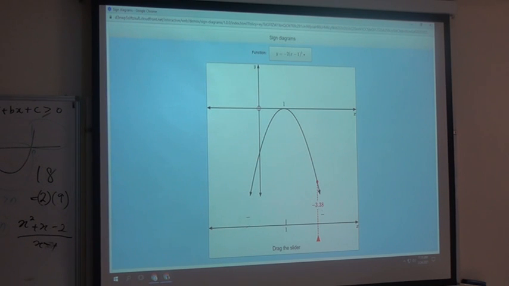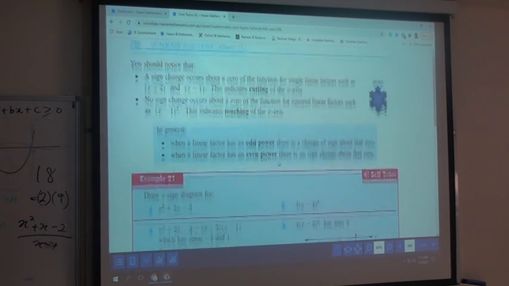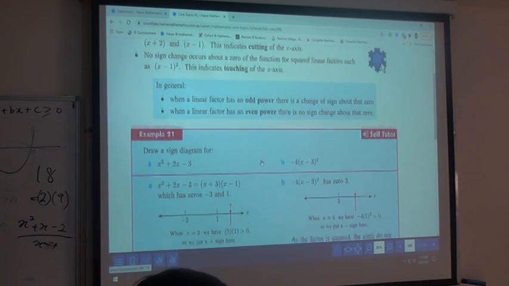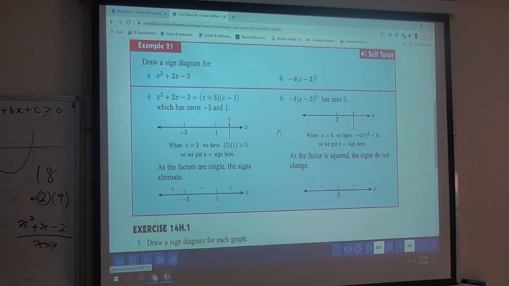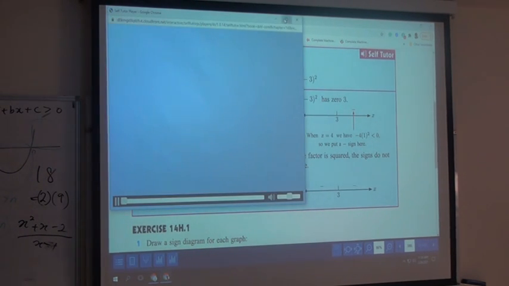But when you have linear factors, you get what? Alternating signs. Does this make sense, guys? Yes. So this is all about sign diagram. We will then use this tomorrow in solving inequality. But for today, this is what we want to use it for.